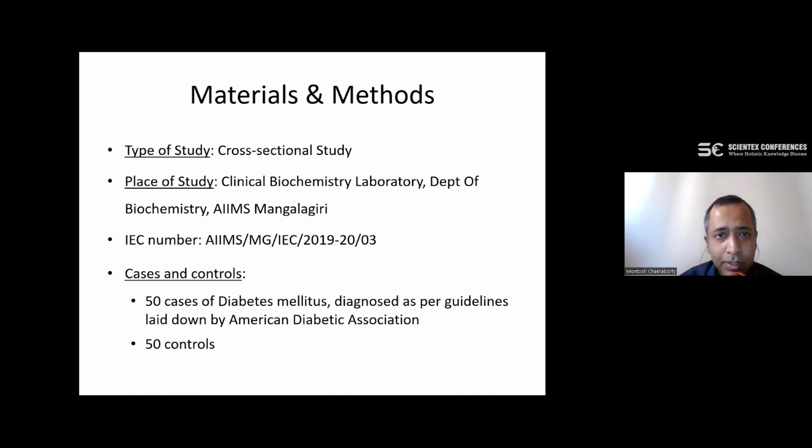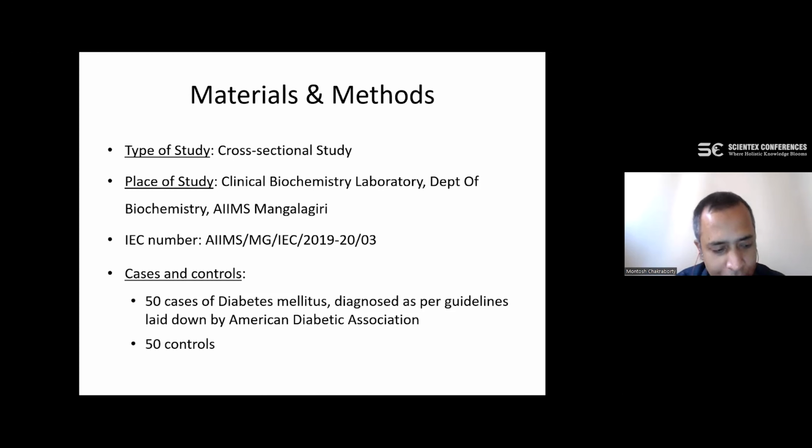Now, regarding the materials and methods, the present cross-sectional study was carried out in the Department of Biochemistry, All India Institute of Medical Sciences, Mangalagiri, Andhra Pradesh, India, and was a part of the ICMR study. 50 cases of diabetes mellitus diagnosed as per the guidelines laid down by the American Diabetes Association were selected, such that their blood glucose levels do not show more than 20% variation assessed 30 days apart. Only the average of the two fasting blood glucose levels was taken.